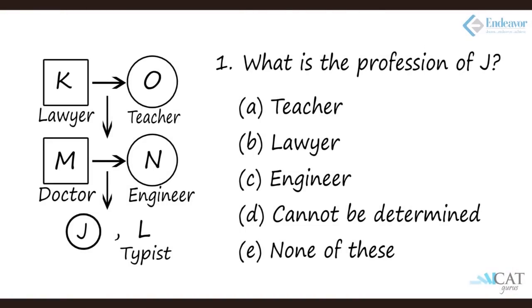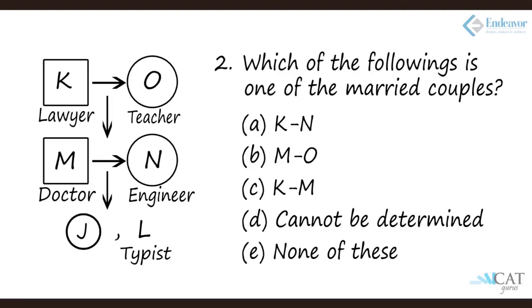On the basis of this information and the table that you can see, we can get the answers very clearly. The first question, profession of J, here cannot be determined, and hence the answer is option D. The second question, from the family tree, we get 2 married couples as KO and MF, and hence our answer is E. What we get from these questions is that questions are never a challenge.